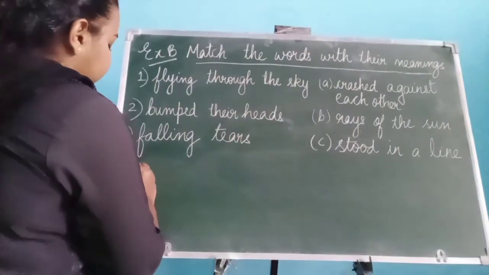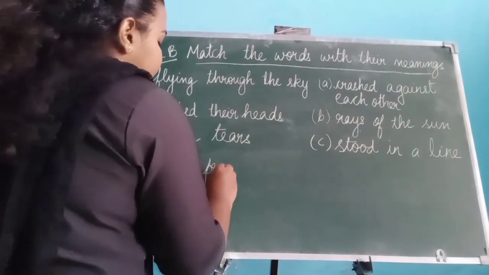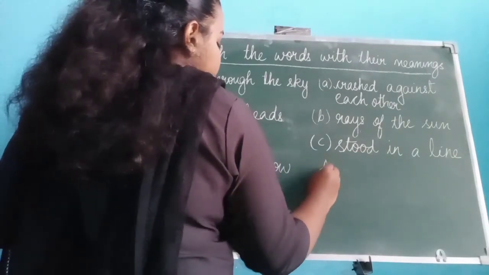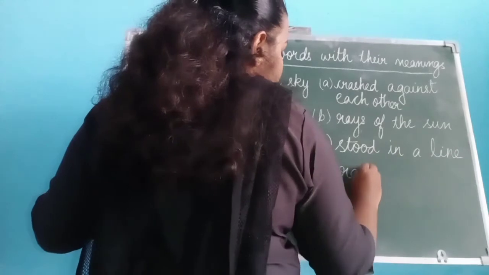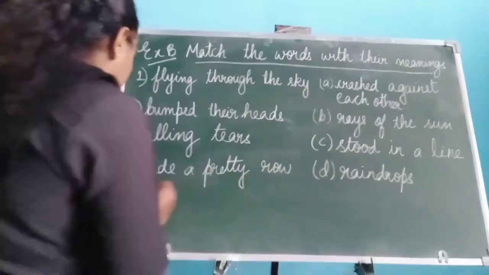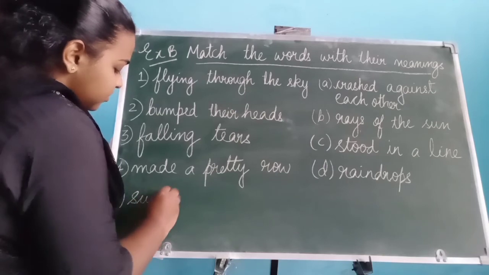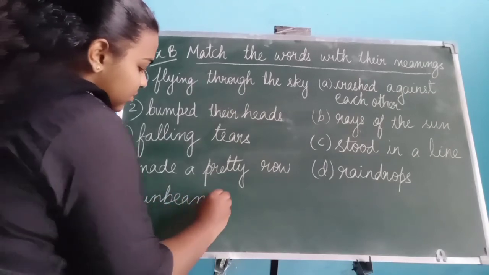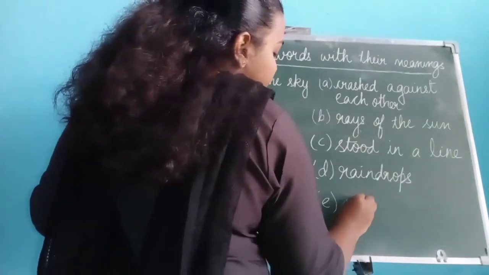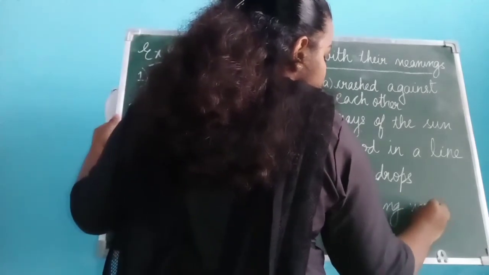Fourth one is made a pretty row. Opposite side, it will come raindrops. Now, last one is sunbeams. Opposite side will come moving very fast.